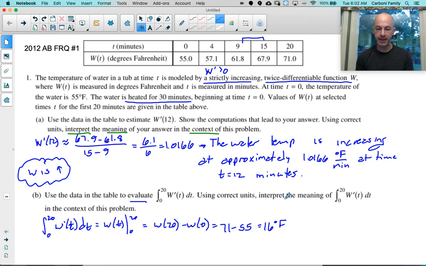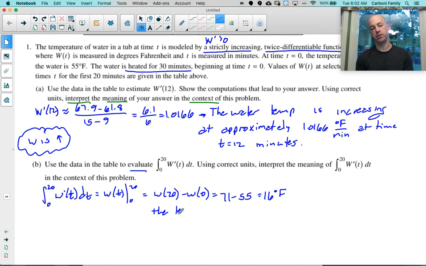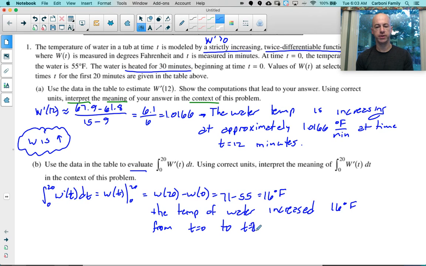Okay, now interpreting the meaning, we ultimately subtracted units of temperature, degrees Fahrenheit. And so the meaning of this, the area under the rate of change tells you the total amount change. And so the total amount change in temperature is 16 degrees Fahrenheit. I would say the temperature of the water increased. And you have to restate all numbers that were involved in the setup. Increase 16 degrees Fahrenheit from t equals 0 to t equals 20 minutes. So there's your explanation for part B.